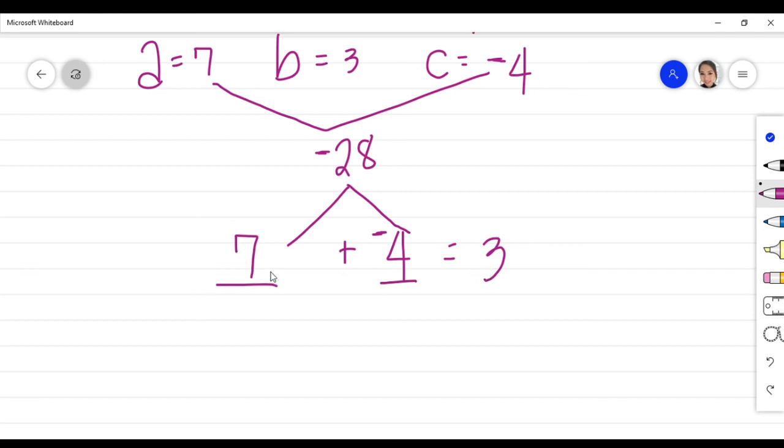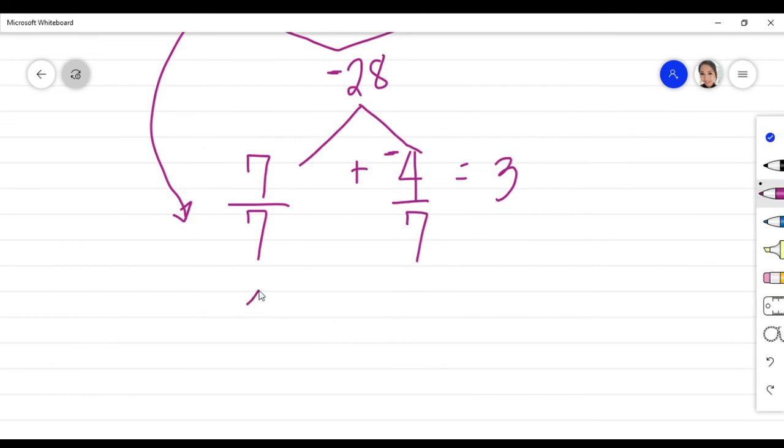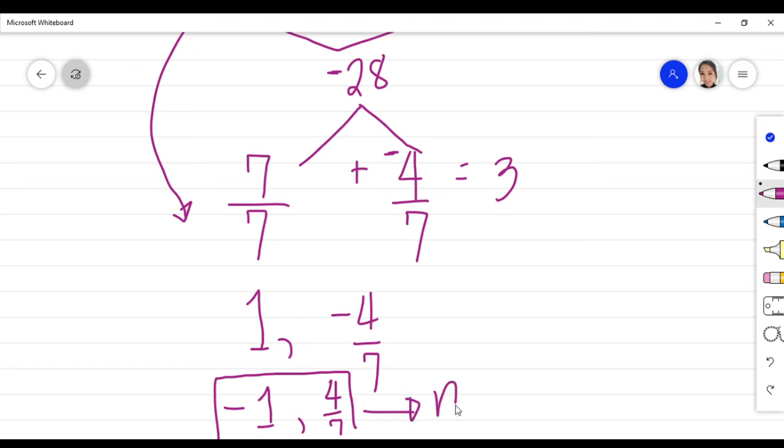Afterwards, we divide these numbers by a, which is 7. So 7 divided by 7 is 1, and negative 4 divided by 7 is negative 4 over 7. Again, do not forget to flip their signs. Then we have negative 1 and positive 4 over 7. These are the roots, not the previous ones. The roots are the flip of the numbers, or the changed signs of these numbers.